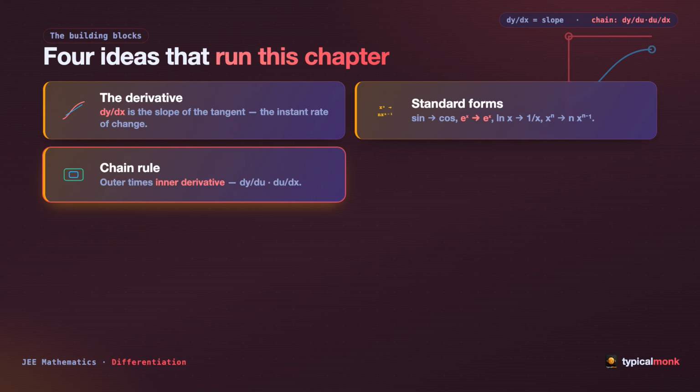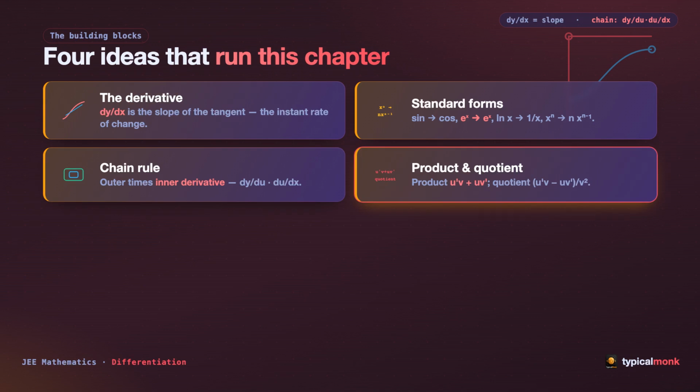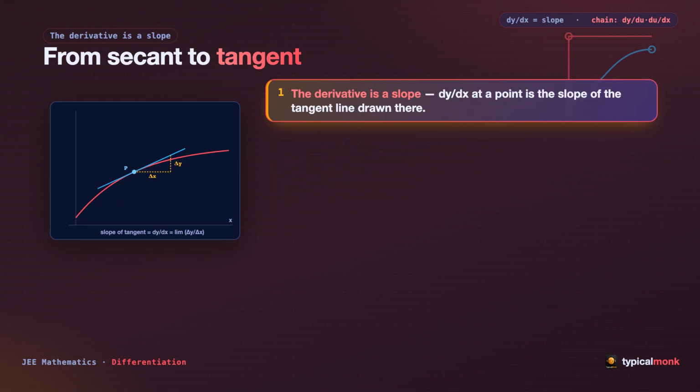And the product and quotient rules. For a product, u dash v plus u v dash. For a quotient, u dash v minus u v dash all over v squared. Now look at the picture. The derivative as a slope.